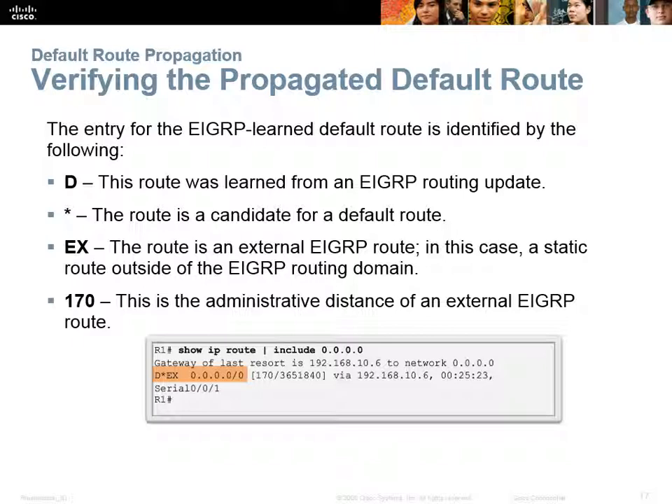All right. When you have the D, that just means it was learned from EIGRP. The asterisk means it could be the candidate for the default route. In this case, it is the default route. Why? Because anything going out that port will be going out that port. EX is the external EIGRP route. In this case, it's going to be our summary route going out that external port. And 170 is the administrative distance. Why? Because it is external. Good. You learned something today.